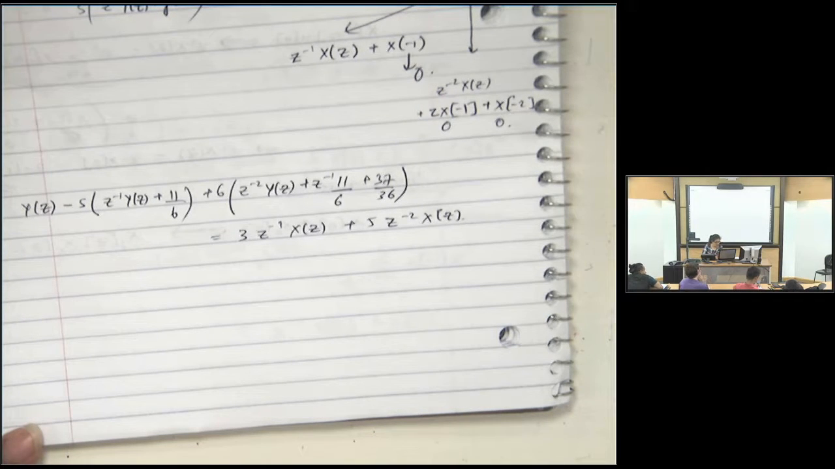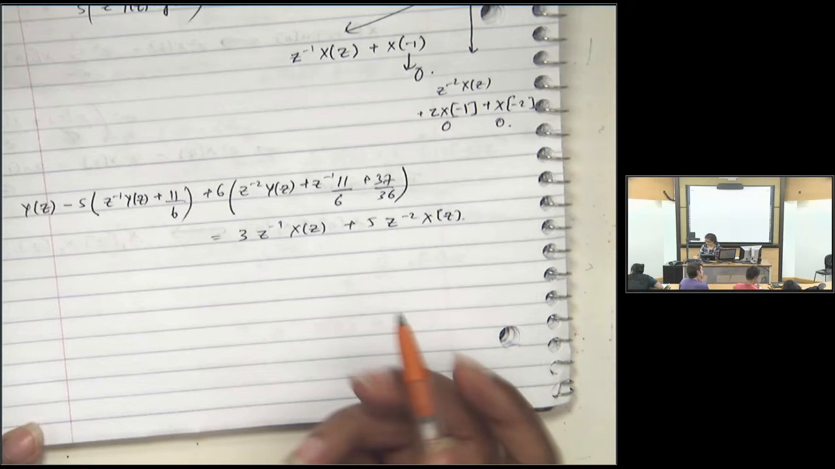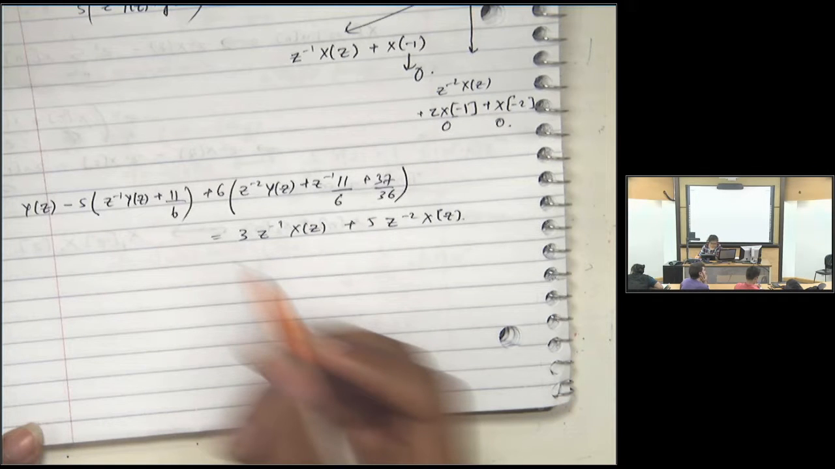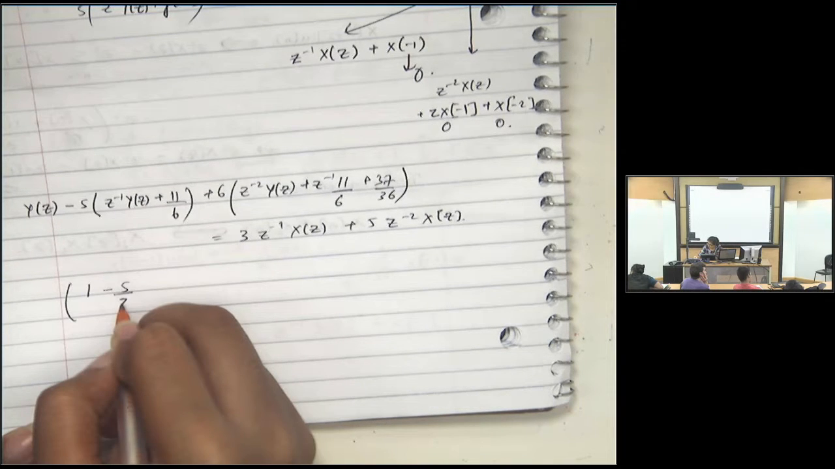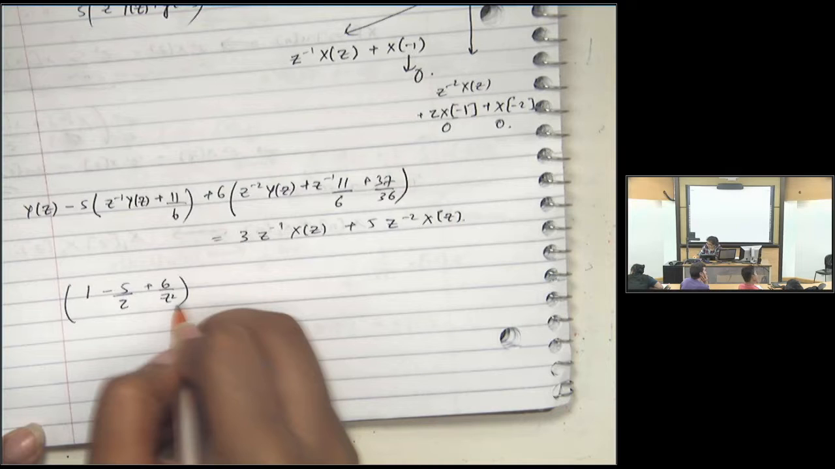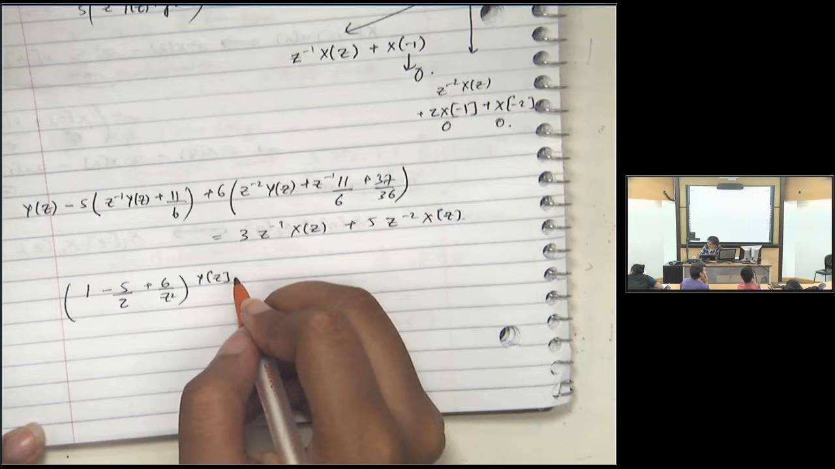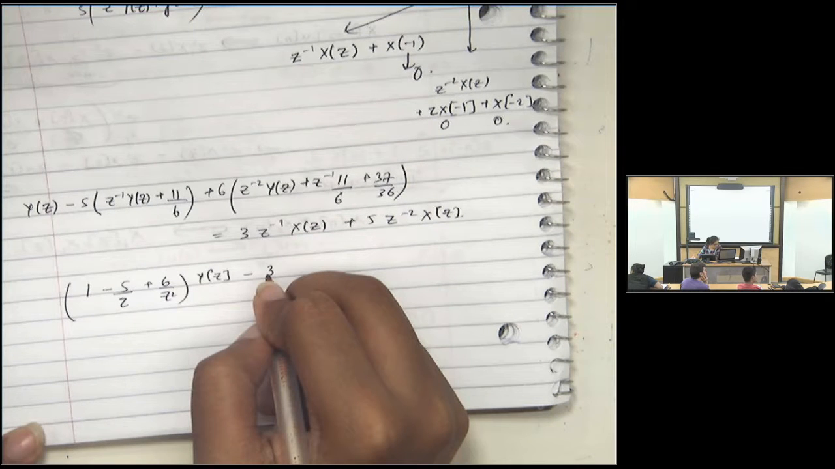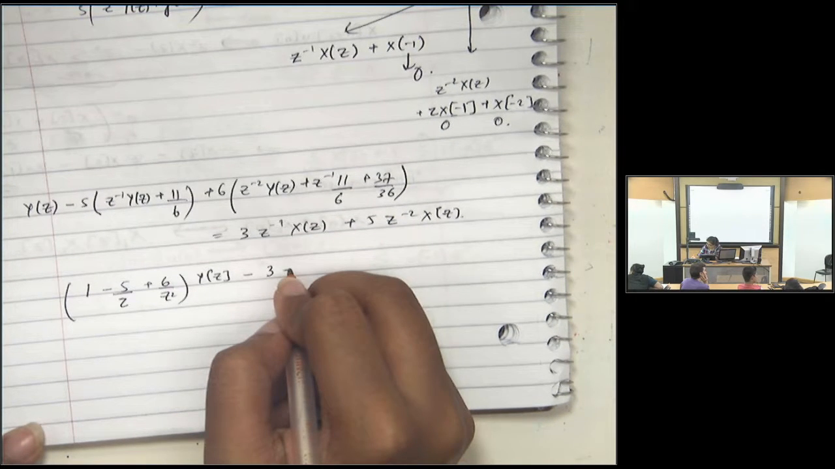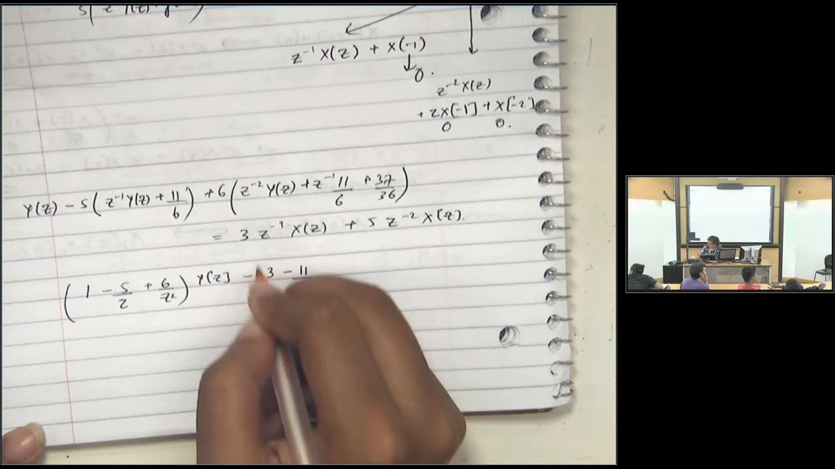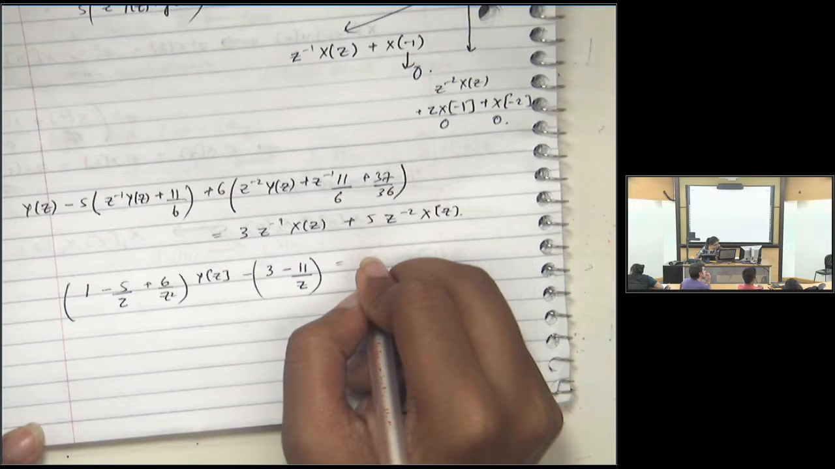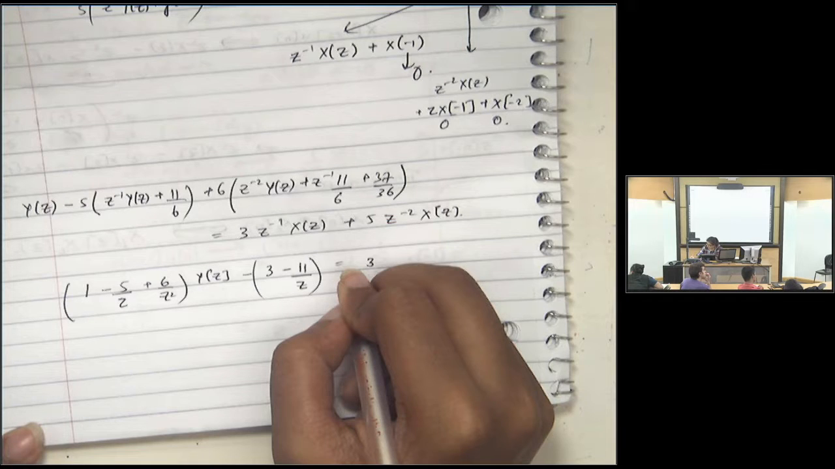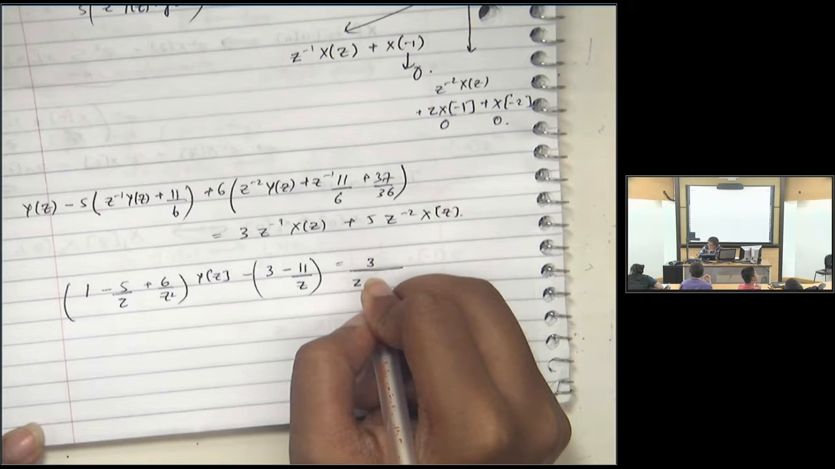Okay, so what is the next step? We'll just group the terms together now, right? So taking y of z common, we'll have 1 minus 5 over z plus 6 over z square, y of z, right, minus 3 minus 11 over z. This is just simplified from the constant. Okay, is equals to 3 over z minus 0.5.